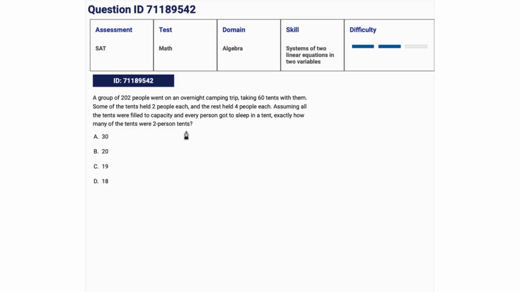Okay, so here we have a group of 202 people and 60 tents. And some of these tents held 2 people each. So some, let's say X, held 2 people each, and the rest held 4 people each. So let's say the rest was Y. So this one is 4 people each tent. So it would be 4Y, get it?